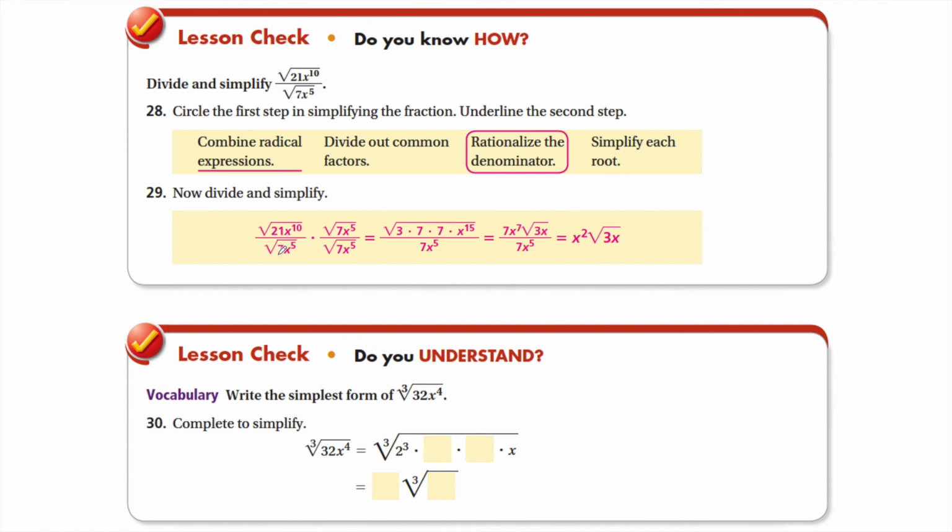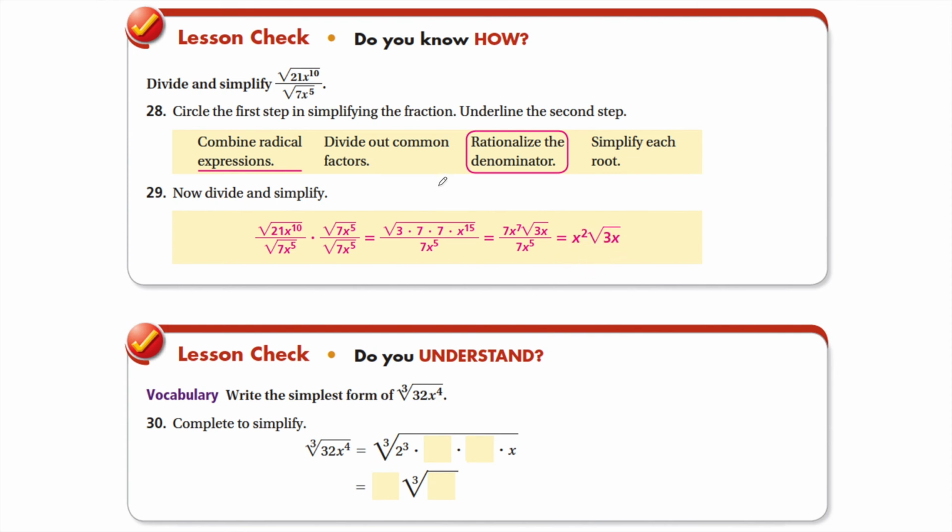So they're going to basically square the square root of 7x to the 5th, but since they're going to do that to the denominator, they are also going to multiply that by the numerator as well. Then they're going to simplify everything down and break it down to give you that x squared times the square root of 3x.